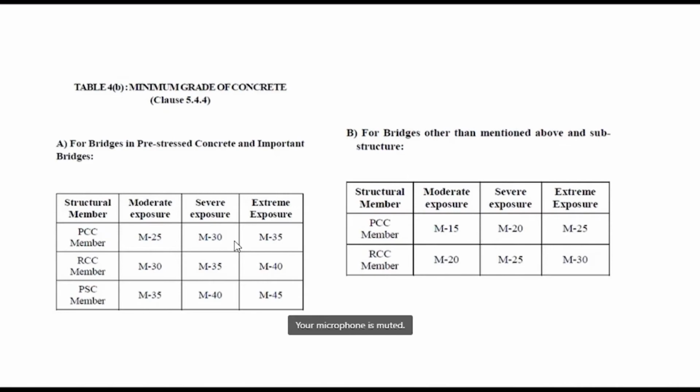Now the minimum grade of concrete is also given. In case of pre-stressed concrete or reinforced concrete, if the bridge is important, then we will have to ensure this condition. For PCC, RCC and PSC, the minimum grade of concrete for moderate, severe and extreme exposure conditions is given here. But in case of other bridges of reinforced concrete, we will have to follow the table given in B, in case of RCC and PSC, depending on the three exposure conditions.